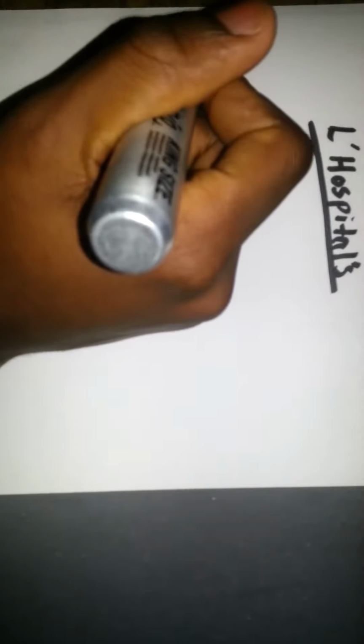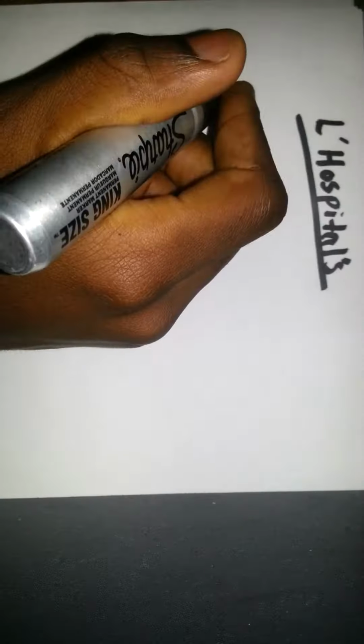Alright, so in this video I'll be explaining how to use L'Hopital's rule to compute limits. L'Hopital's rule basically states that when you're taking the limit of an expression and it ends up in an indeterminate form, you just take the derivative of the top and the bottom of the fraction and then compute the limit again.